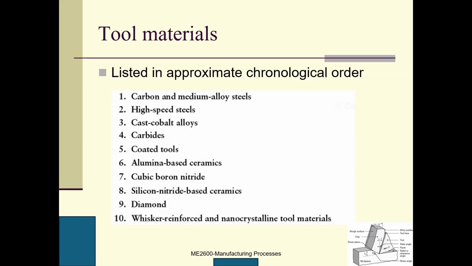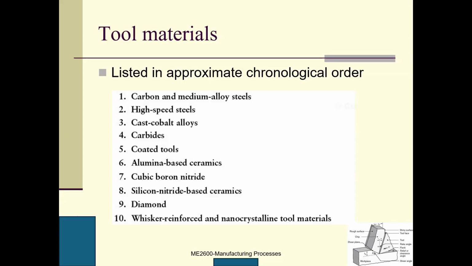This is the coated tool. People found that carbide tools sometimes cannot be used because they wear out very quickly, and then they introduced the coated tool. Coated tool means that I introduce different layers of coatings on the carbide tool or other tools. The next one is aluminum-based ceramic, where ceramic comes into play. And next are cubic boron nitride, silicon nitride-based ceramic, and the diamond, whisker-reinforced and nanocrystalline materials.